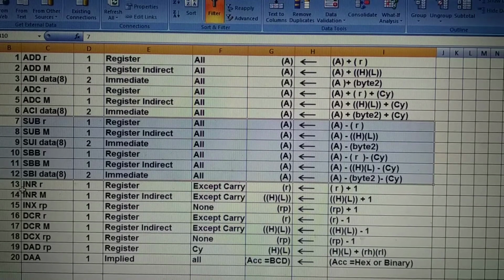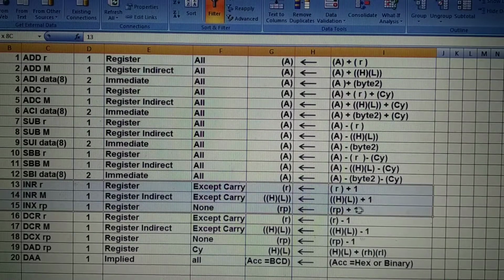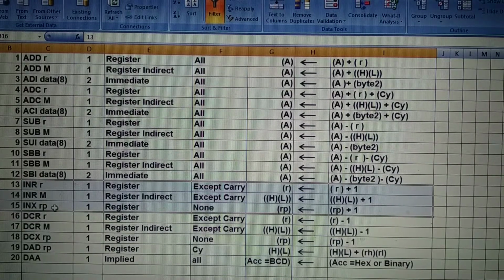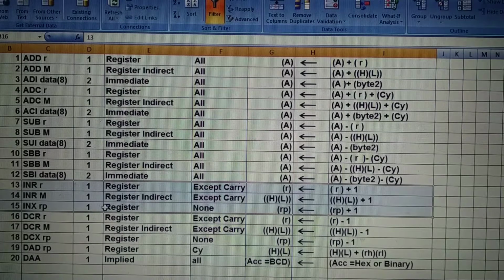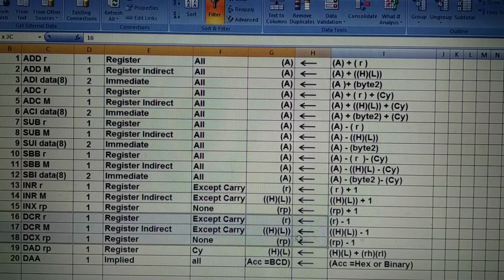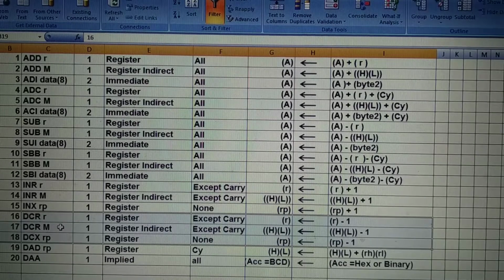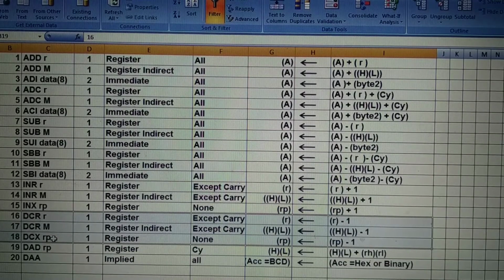And for increment we are having 3 types of instruction. One, increment content of register. Second, increment content of memory. Third, increment content of register pair. Again we are having 3 decrement type instructions. Decrement content of register, decrement content of memory, decrement content of register pair.